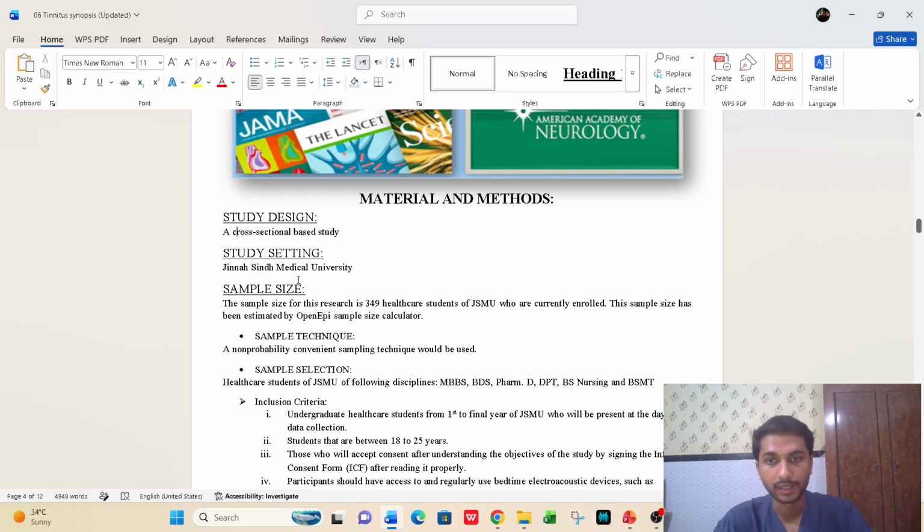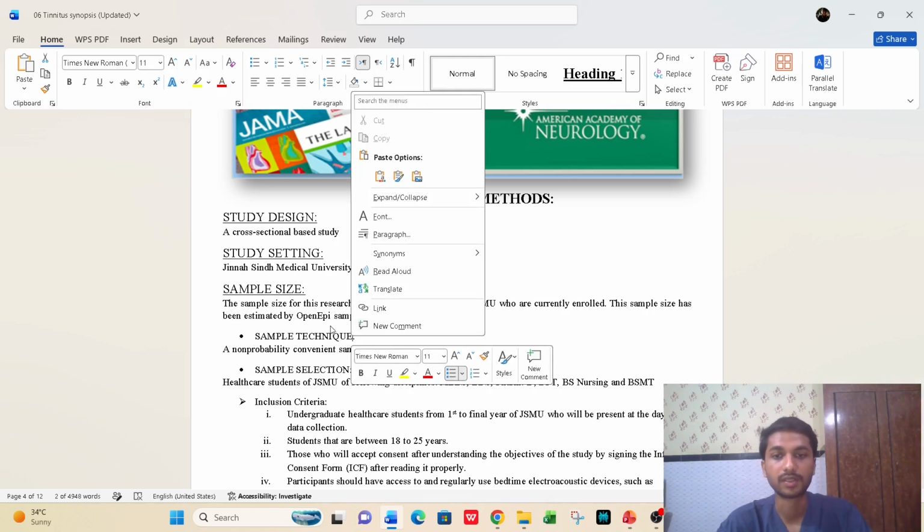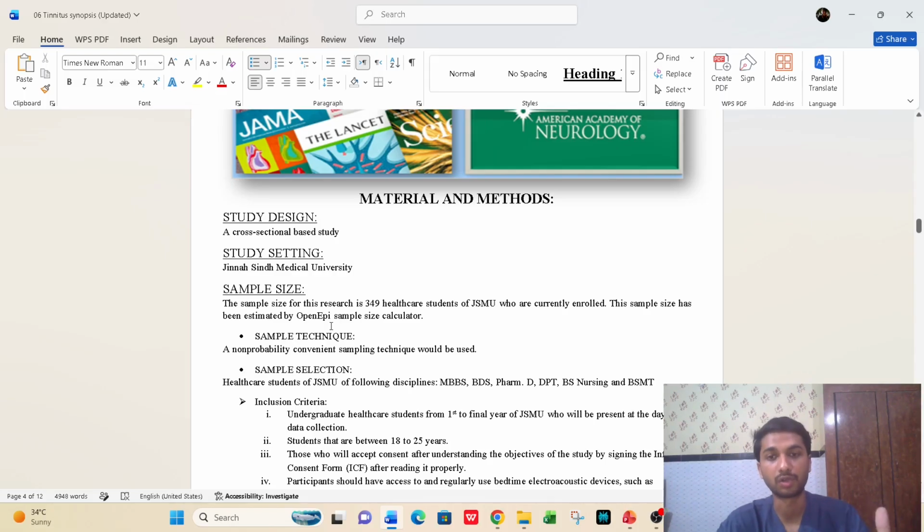Then your study setting, in which you are trying to do the study, it could be a hospital setting, a university setting, or any lab as well. Then you have to collect the sample size, and this would be done by your supervisor as well, and you can also use an open online sample size calculator. So here that would be 349 patients or students. You have to mention the sample size if you are calculating it from any calculator available online. After that, you have to mention the sampling technique, a non-probability convenient sampling technique.